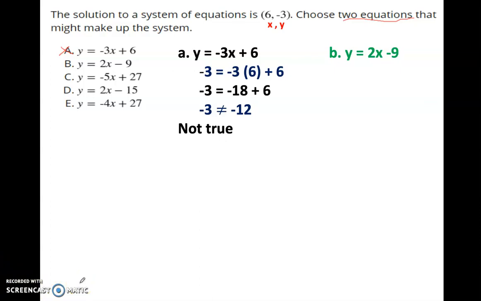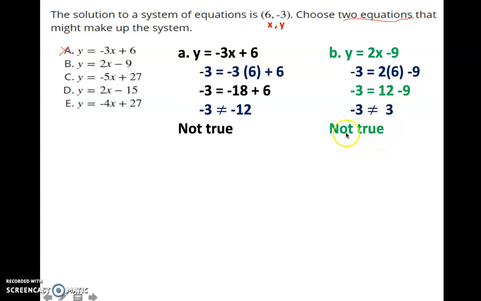Welcome back. Okay, remember again, this is my x, this is my y. So when I take the equation, I'm going to put negative 3 for y, and for x, I'm going to plug in that 6. Remember, I need to simplify both sides and see if they equal each other. So if I do 2 times 6, I'm going to get 12. I'm just doing one step at a time here. Okay, 2 times 6 is 12. 12 minus 9 is positive 3. Positive 3 and negative 3 are two different numbers, so B is not true.